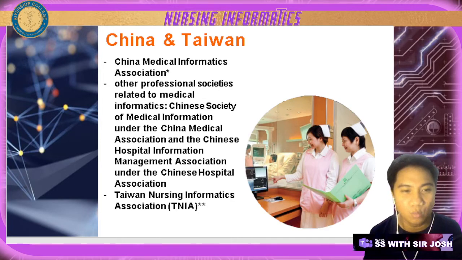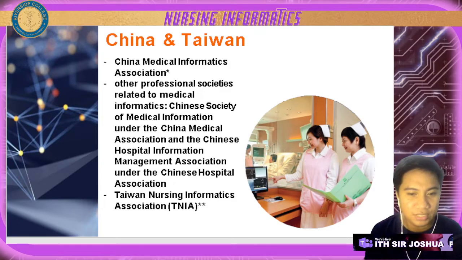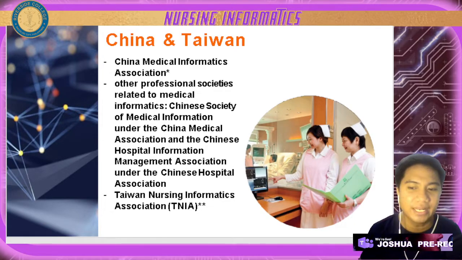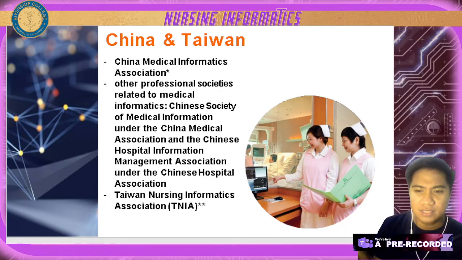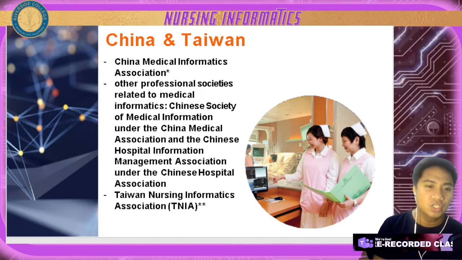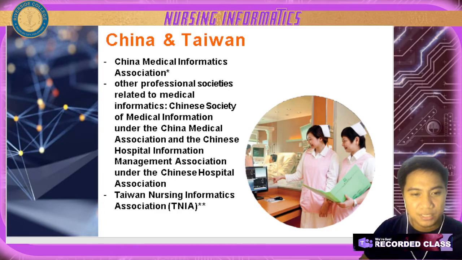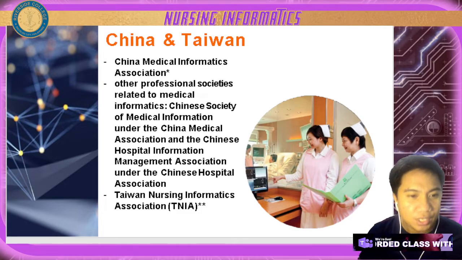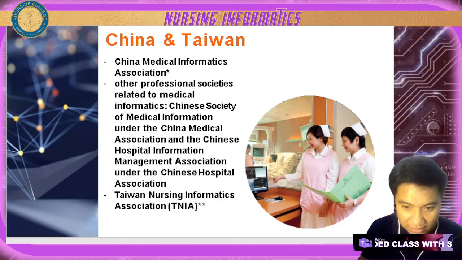China and Taiwan. So, in China, they have developed your China Medical Informatics Association or your CMIA. This was founded in 1981 and started holding seminars, trainings, conferences. They also established your rules and standards of national hospital management. Other professional societies related to medical informatics are your Chinese Society of Medical Information under the China Medical Association and the Chinese Hospital Information Management Association under the Chinese Hospital Association.